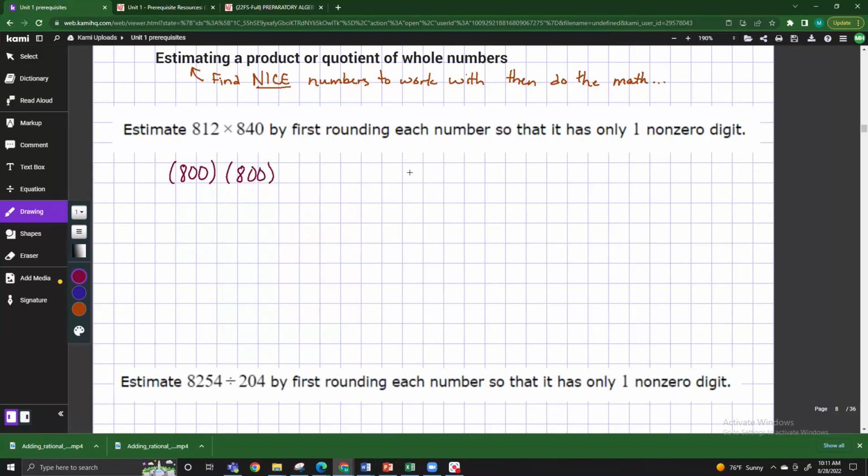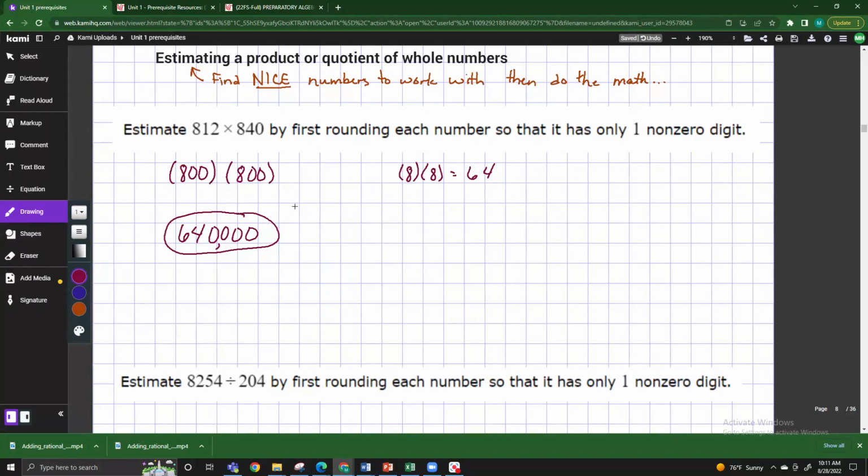And I know 8 times 8 is 64. So I have 64. And then I have 1, 2, 3, 4 zeros. So 64 with 4 zeros. So it's 640,000, and that is my answer. All right, let's do another one with division.